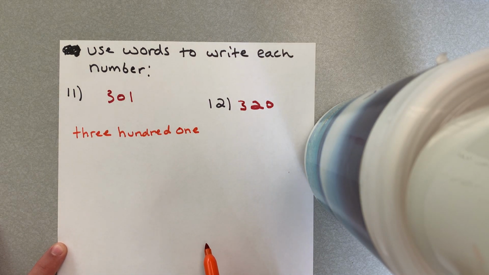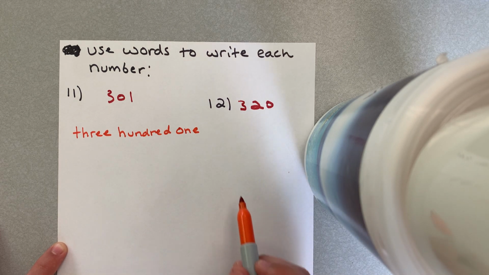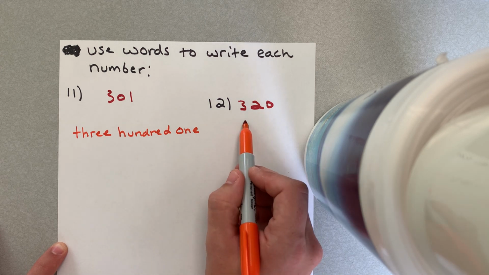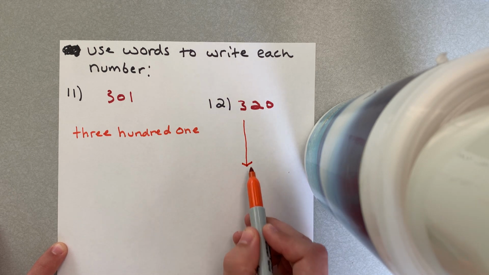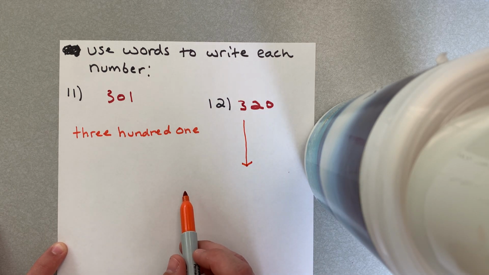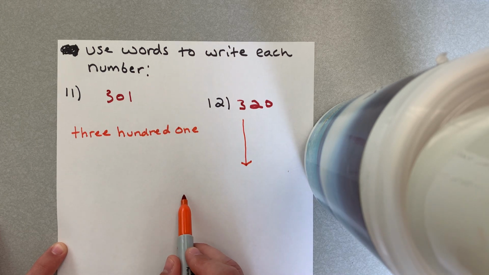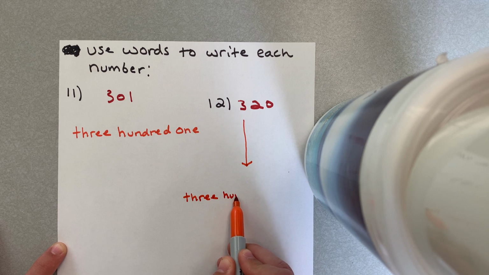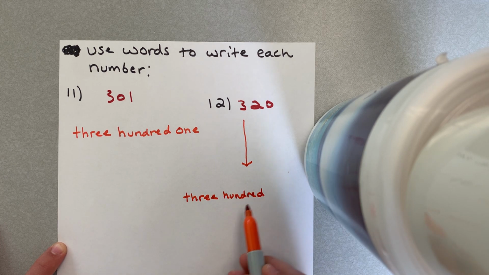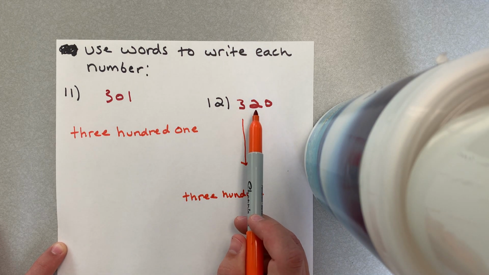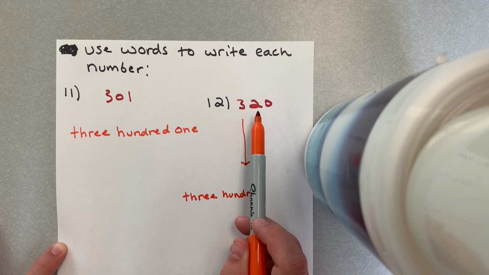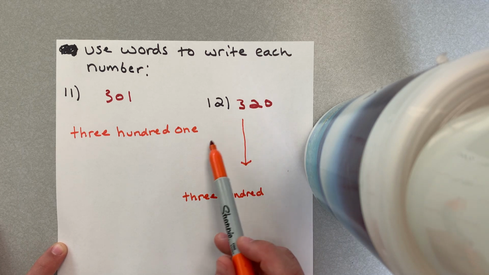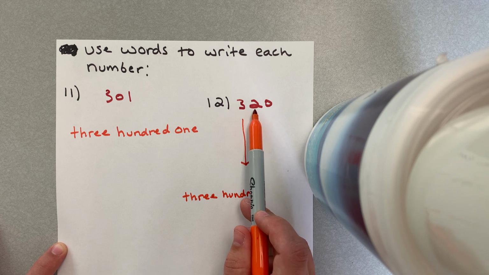So 301 for number 11. Then I look at number 12. It says I have 320. Again, I'm using page 40 to help me. I'm going to write this a little bit further down here, just so you can see. So then I have, again, 300. We kind of did this in number 11. Now notice we have a digit in our tens place. So I have 2 there. So 2 tens is 20.